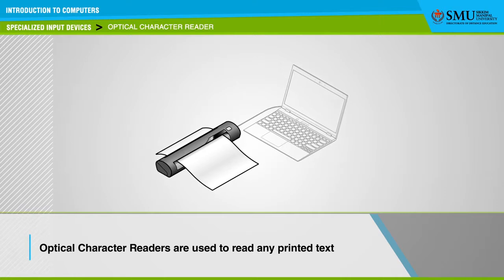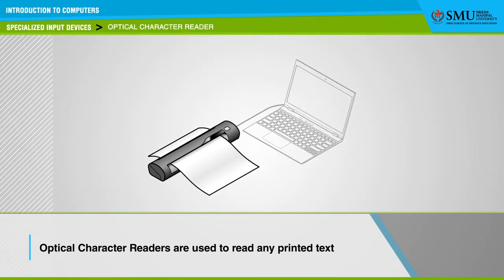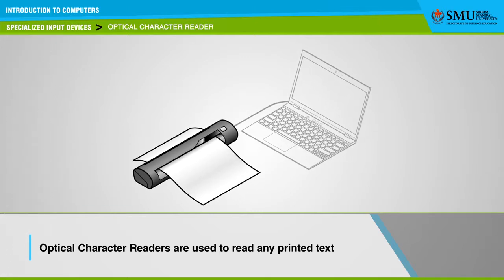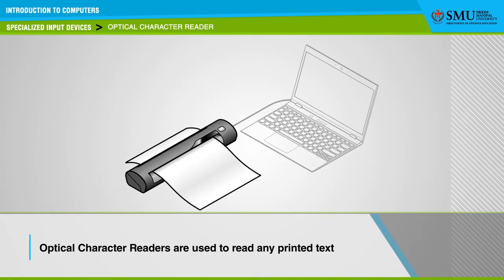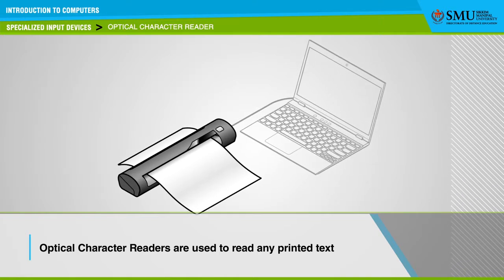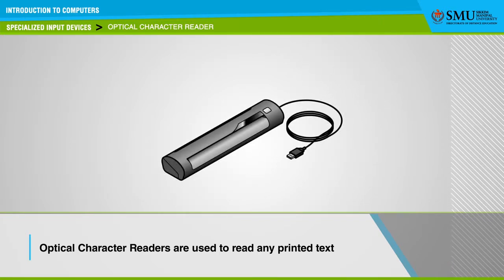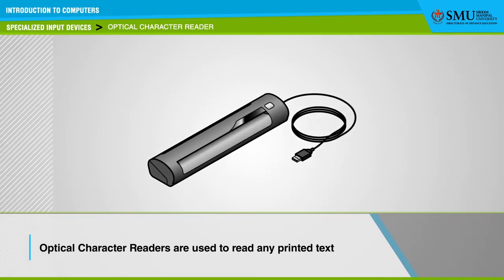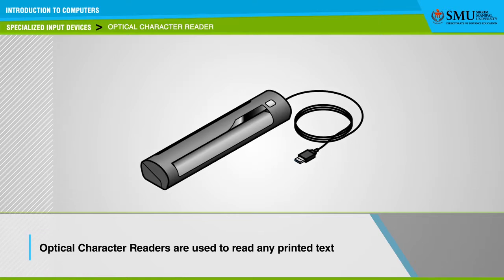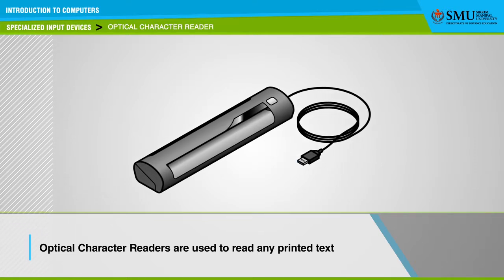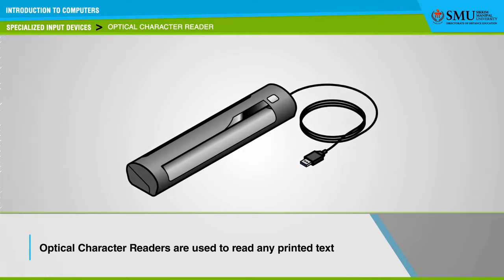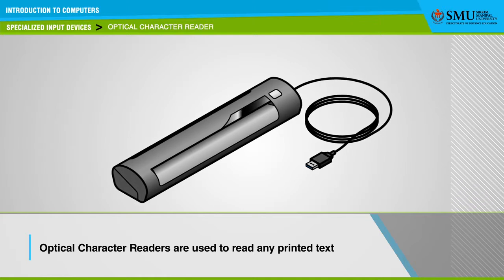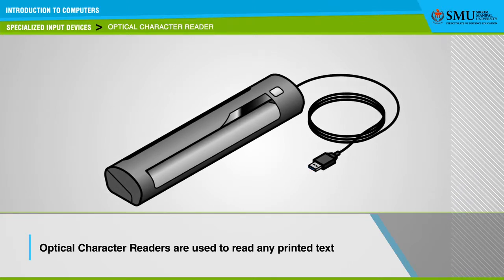These input devices are used to read any printed text. They are capable of interpreting handmade marks, handwritten characters, machine printed characters, special symbols and codes. Optical character readers scan text character by character, convert them into machine readable code and store it in the memory. This device reduces the data inputting time, as it can read characters at the rate of around 2600 characters per second.